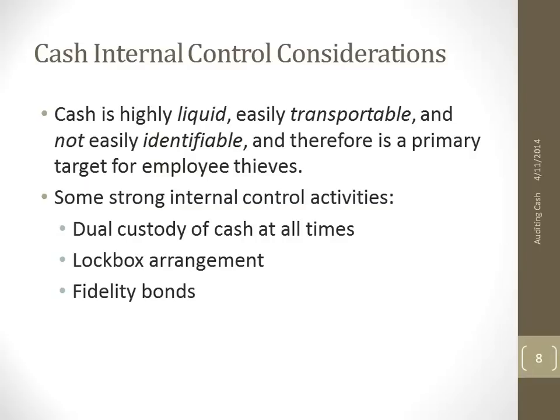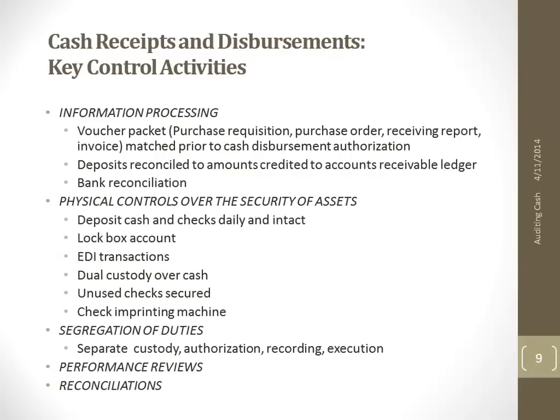Even stronger is to have a lockbox arrangement, and I'm sure all of you have credit cards or have had credit cards in the past, right? And you pay your credit card bill. Well, now we do everything online, but the receipt is usually a P.O. box, right? Or you could send it directly to a bank. So there's a lockbox arrangement. And the other thing you want to see is that you bond your employees who handle cash. So you're basically getting insurance. So those are some key controls.